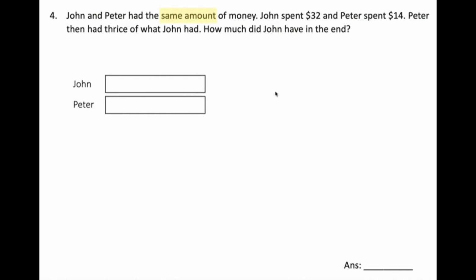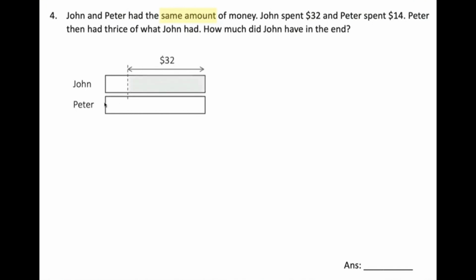So the common question is, how much should I shade? How far in should I shade for John and how far in should I shade for Peter? The trick is to know who is the 1 unit in the end. Peter then had thrice as much as what John had. So Peter will be 3 units and John will be 1 unit in the end, right? So when you shade John, make sure what is left for John looks like a unit.